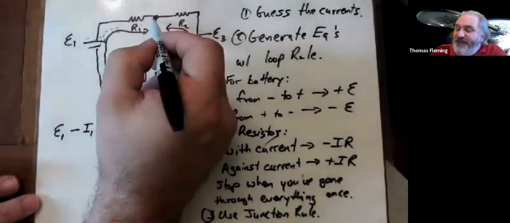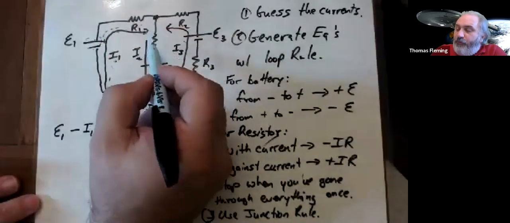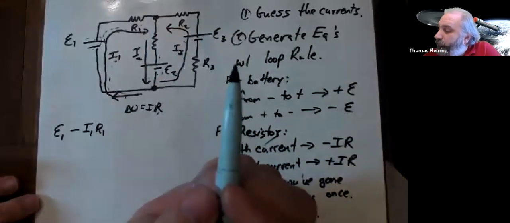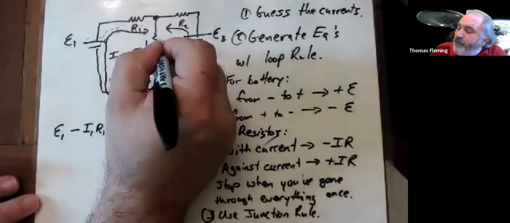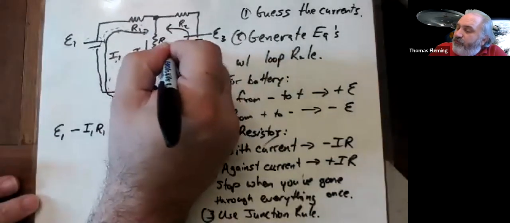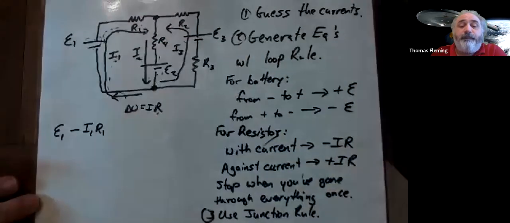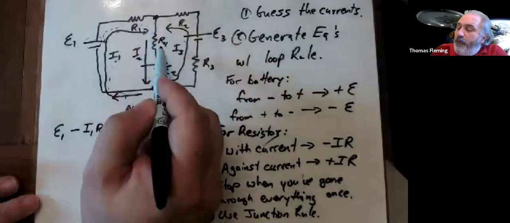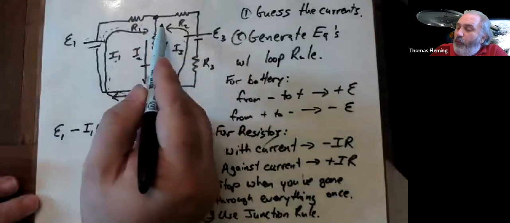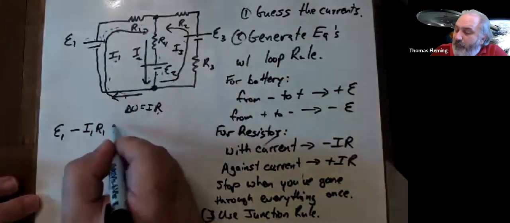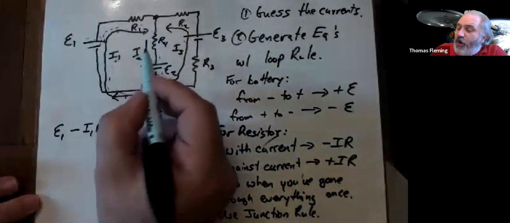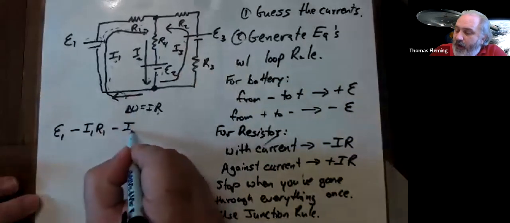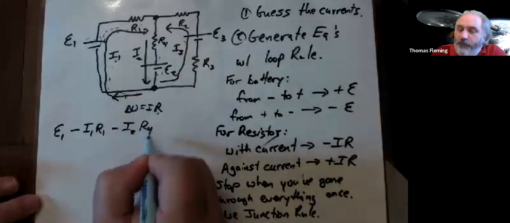Now I've got to go back down this way. So I'm going across a resistor. Did I label that resistor? I did not. I hereby christen you resistor 4. So here I'm going across resistor 4. I'm going with the current, so it's negative. So minus, but it's the current through resistor 4, so minus I2 times R4.